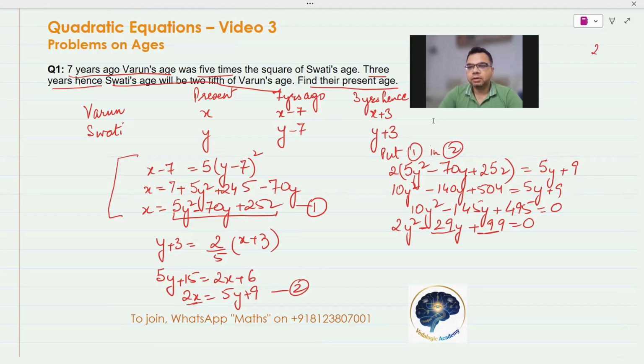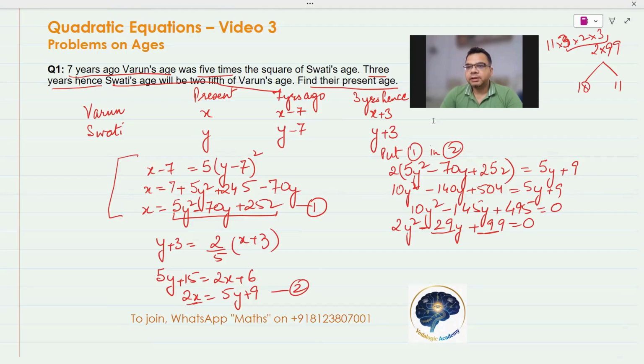So coefficient of y square is 2 and constant term is 99. So I have to divide this into two parts so that I get the sum as 29. So if you see, it is 11 into 9 into 2, or I should say 11 into 3 into 2 into 3, which is 33. 33, 9, 18 and 11, I think. Yeah, that will work.